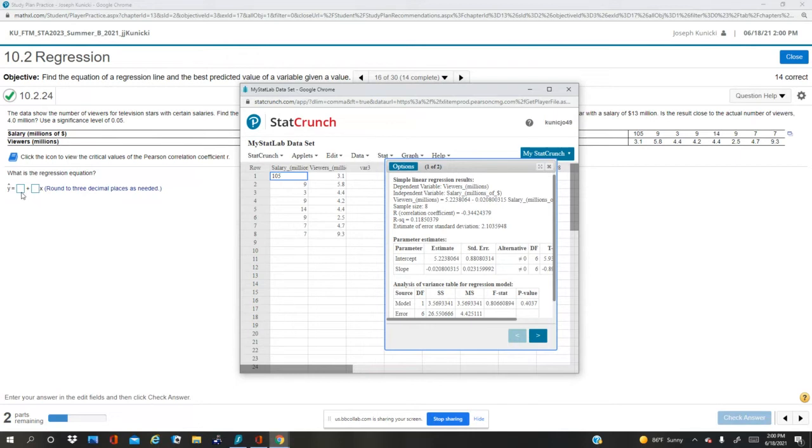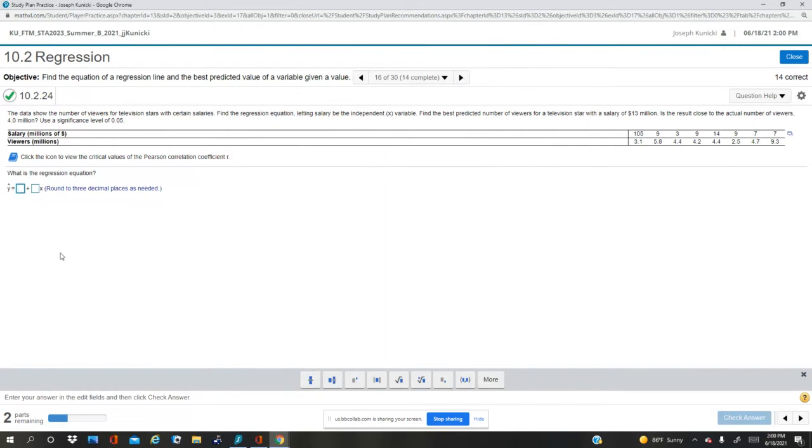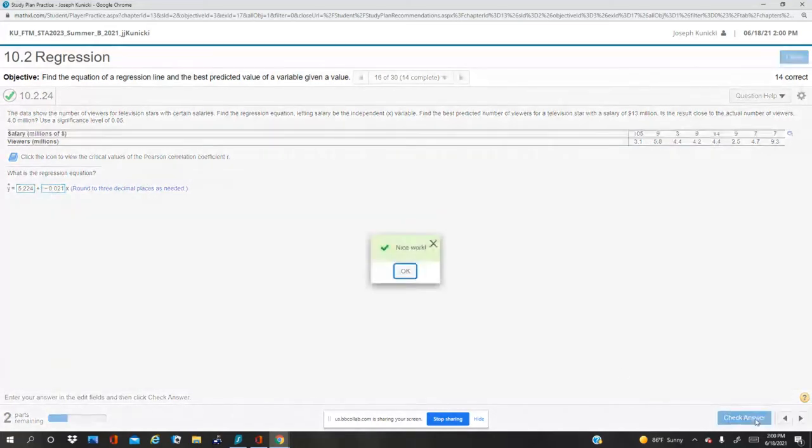So let's put those numbers in. The first one was 5.224, and the slope was negative. There's an automatic plus sign there, so I have to add the negative inside the box. Okay, so that's the equation.